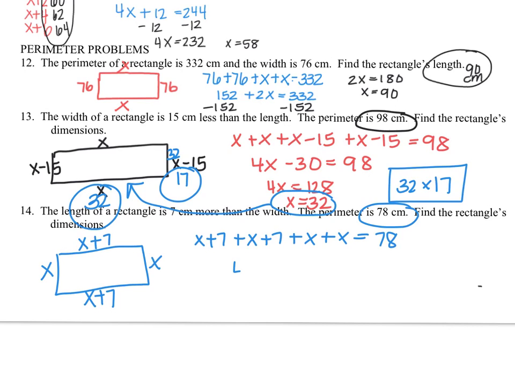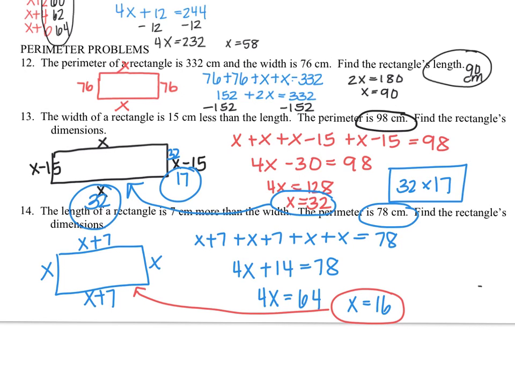Combine like terms. You get 4x plus 14 equals 78. And then just solve for x. 78 minus 14 is 64. So 4x equals 64. Divide by 4, you get x equals 16. Bringing that answer back over to our picture, the width is 16, but the length is 16 plus 7, or 23. So again, the dimensions would be 16 by 23, and that's what the question is asking for.